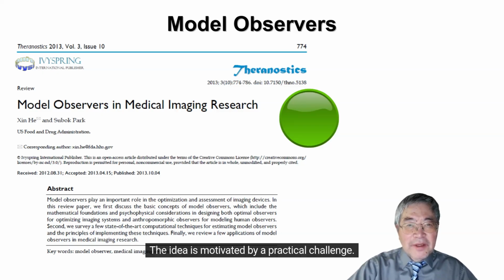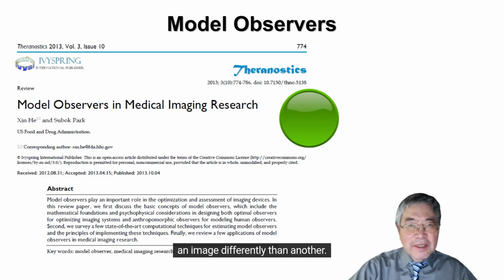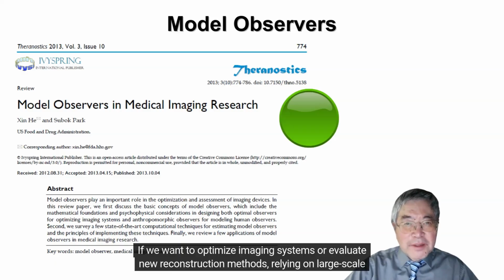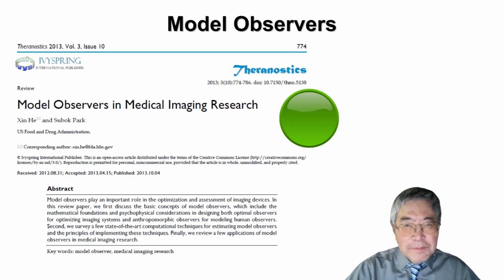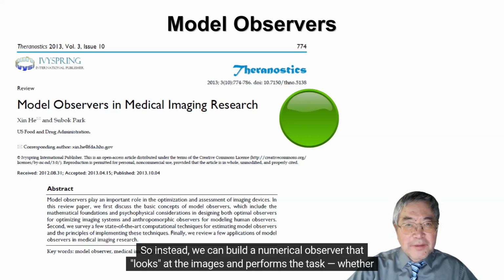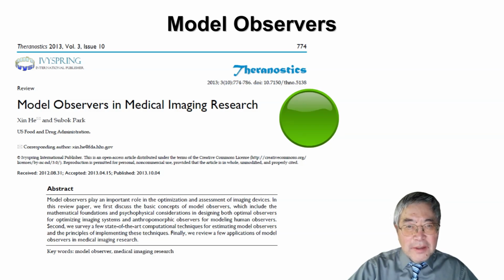The idea is motivated by a practical challenge. Human reader studies are expensive, time-consuming, and often inconsistent. One doctor may interpret an image differently than another. If we want to optimize imaging systems or evaluate new reconstruction methods, relying on large-scale human studies is not always feasible. So instead, we can build a numerical observer that looks at the images and performs the task, whether that's detecting a small tumor, classifying an abnormality, or distinguishing between signal and noise.